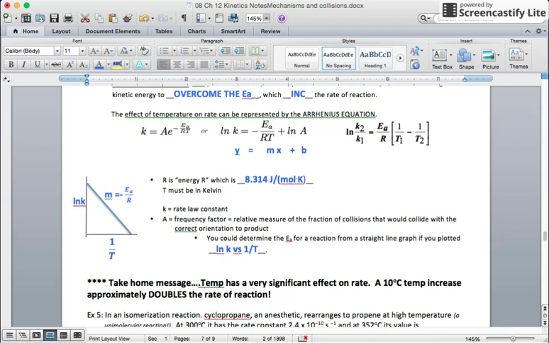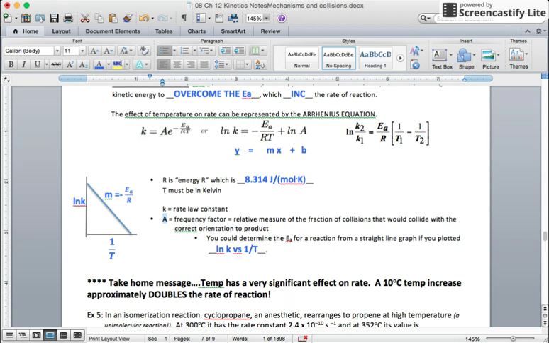Speaking of which, just to reiterate, R is not 0.0821 like in gas laws. It's actually energy R, which is 8.314 joules per mole per Kelvin. Temperature has to be in Kelvin. k is the rate law constant. A is something called the frequency factor, and really it's just something that's inherent to a certain reaction, and it's a sensitivity to how the collisions have to occur.